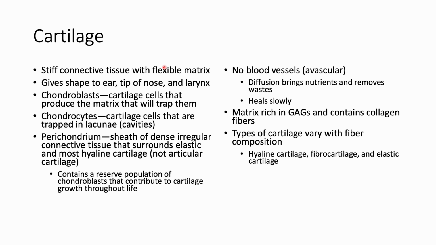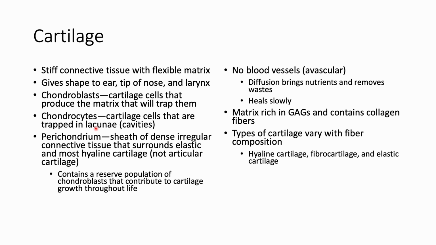Cartilage is produced by cells called chondroblasts. Chondroblasts are not the smartest cells, all right? Your chondroblasts are cartilage cells that produce cartilage, the matrix. And when they produce this matrix, this ground substance that makes up the cartilage, they become trapped. And when they become trapped, now we call them chondrocytes. They become trapped in a little cavity called lacunae. So chondrocytes are cartilage cells that are trapped in their lacunae, trapped in their cavities.